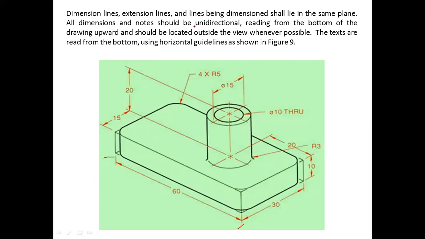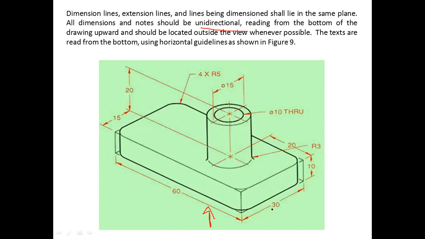So all dimensions and notes should be unidirectional. See here, you can see it from one direction. We have two methods of dimensioning, unidirectional and aligned. In orthographic, we can use either of them, whatever is convenient to you. But in isometric, we follow unidirectional only. Understand? Reading from bottom and drawing upward. And it should be located outside the drawing, so it does not interfere in the actual drawing, and we don't get confused by that. Understand?